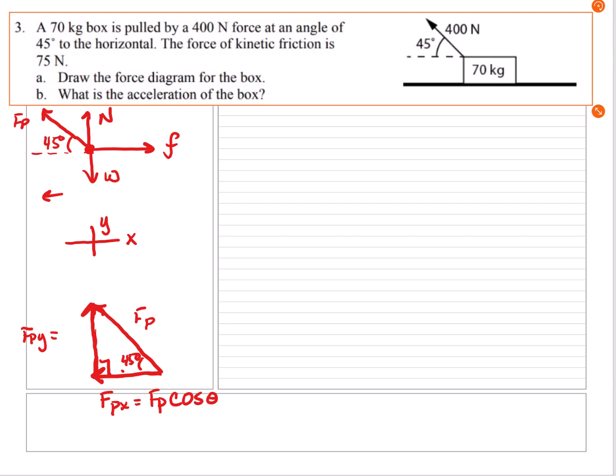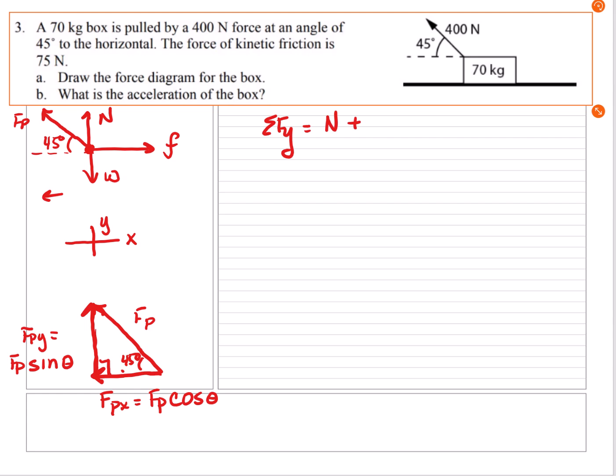FPY is opposite the angle. So this is FP sine theta. So now I could write my sum of Fy and sum of Fx equation. So if I have to write a sum of Fy equation, there are 2 vectors that are going up. I have normal that is going up.